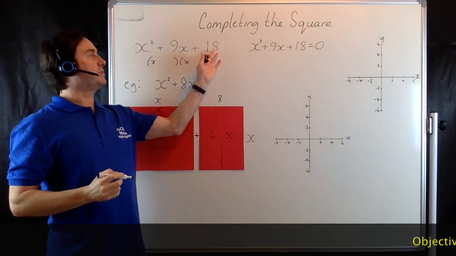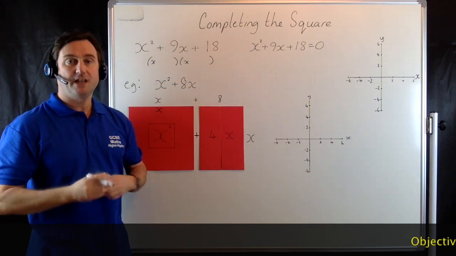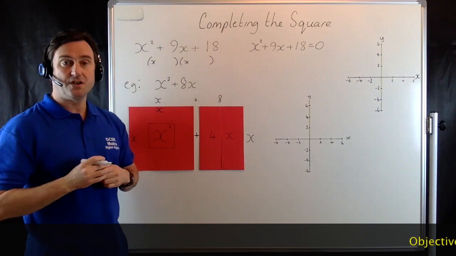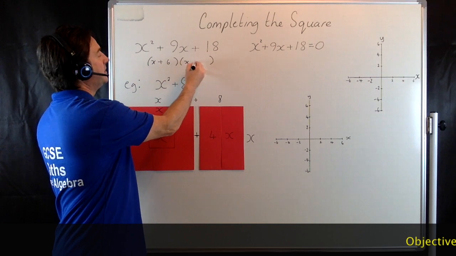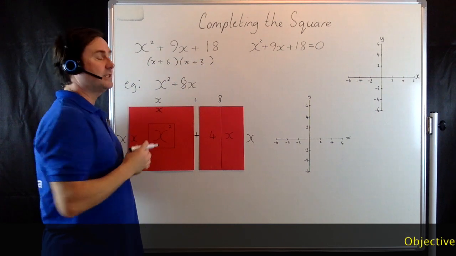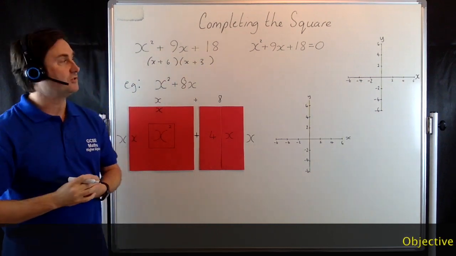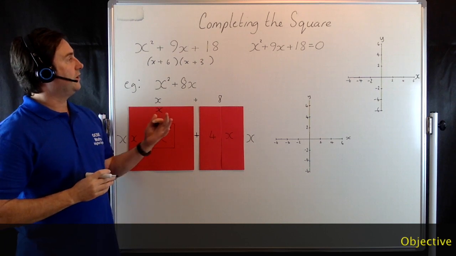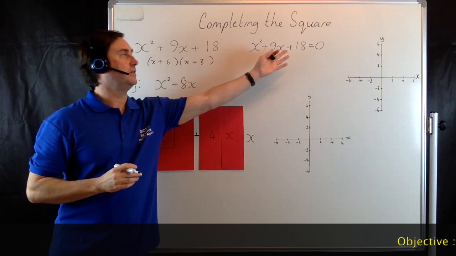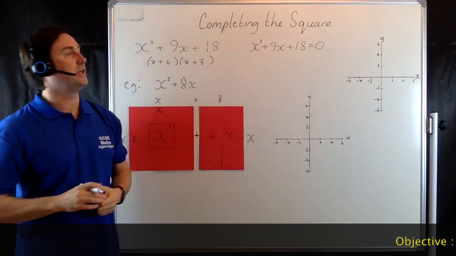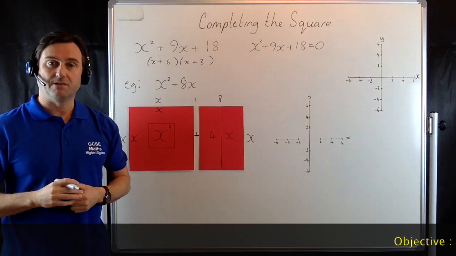We're looking for two numbers that will multiply to give 18 and also will add to give us 9. Those two numbers are going to be 6 and 3. That's how we'd factorise that expression. We could then go on and use that to be able to solve an equation in the form of x squared plus 9x plus 18 equals 0.